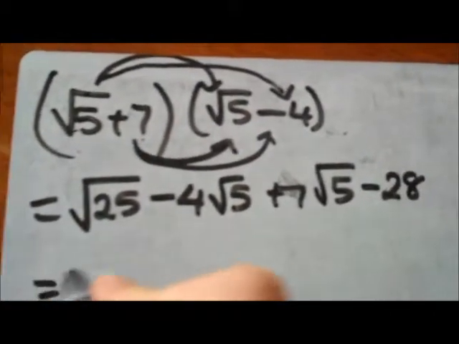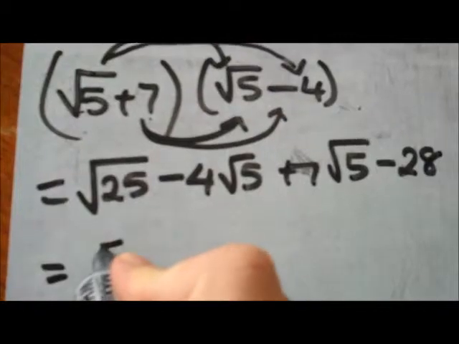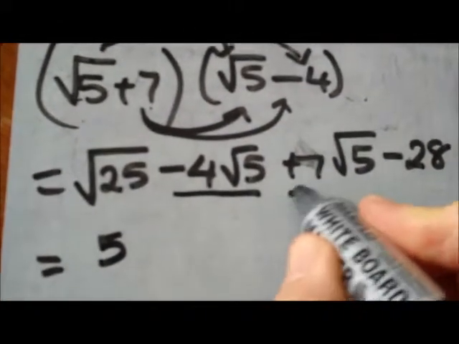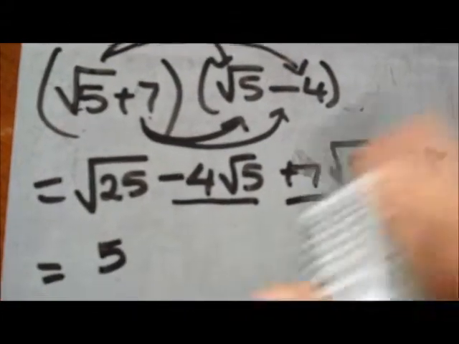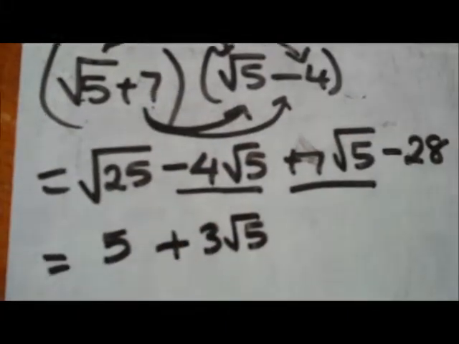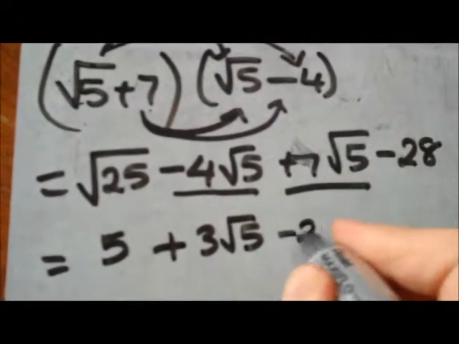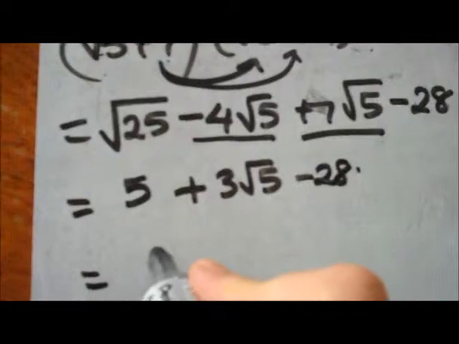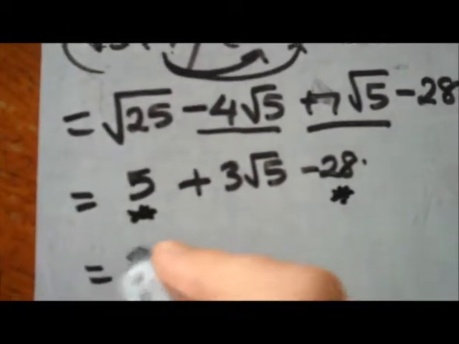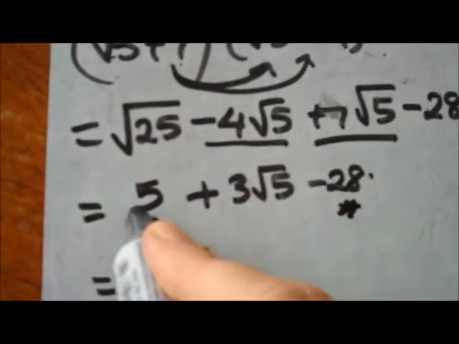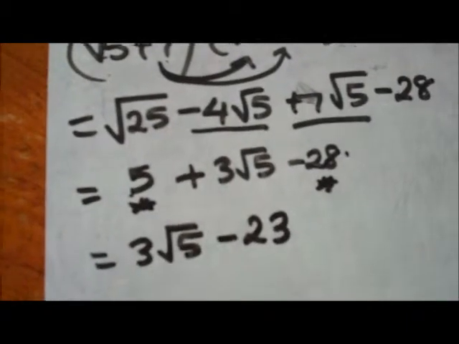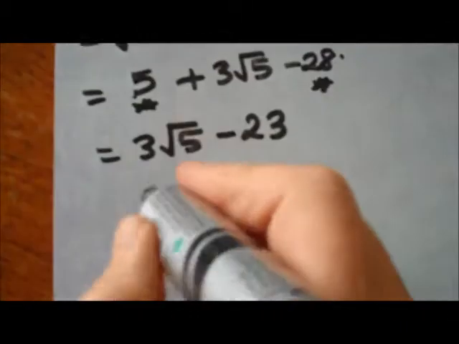Okay, let's have a look what we've got. What is the square root of 25? 5. What is minus 4 lots of root 5 plus 7 lots of root 5? Well, it's going to be 3 lots of root 5, minus 4 plus 7. And I've still got to do minus 28. So now I can put these two together because they're both numbers. So I've got 3 root 5. What is 5 minus 28? Minus 23.